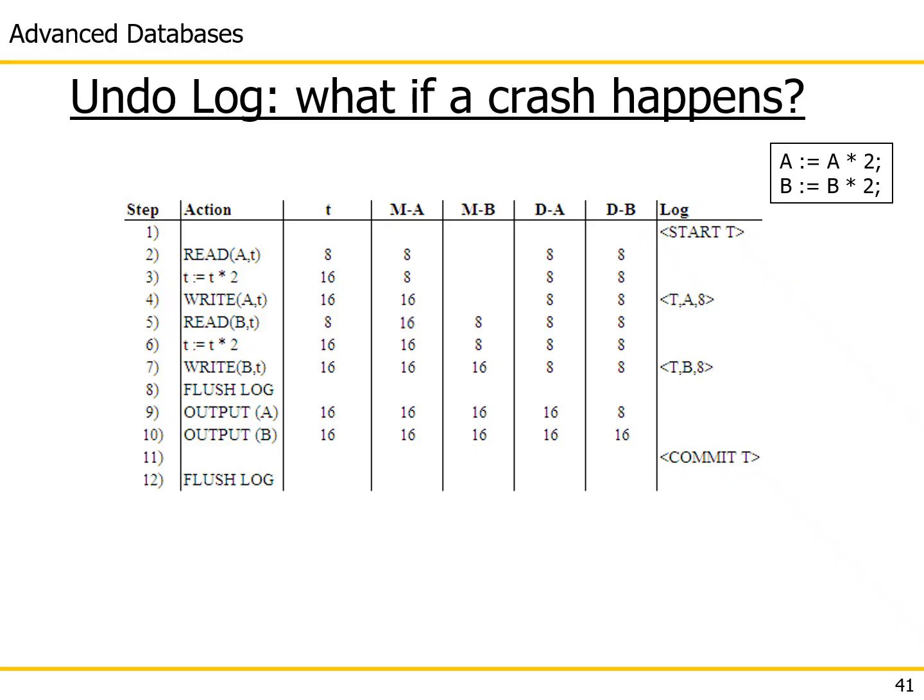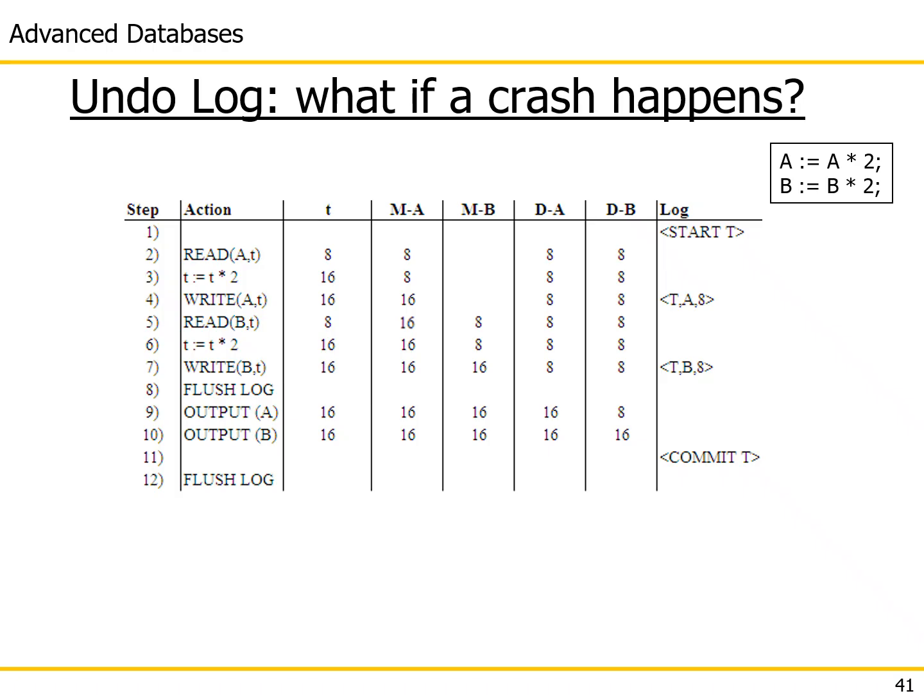Now, let's go through the different scenarios to see if this is actually going to help us, everything we have been describing up till now. Okay. To think about those scenarios, I'm going to assume that the current goes off after a specific line. So let's say the current goes off after line number 4. So after line number 4, we read A into T, we multiplied T by 2, and line number 4 was writing T into A. Did we modify anything on disk?